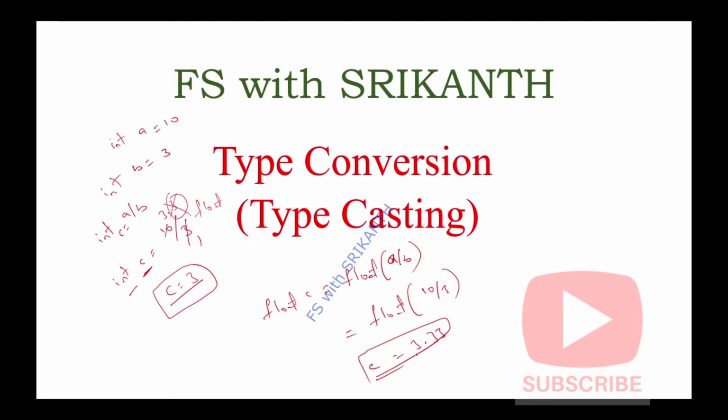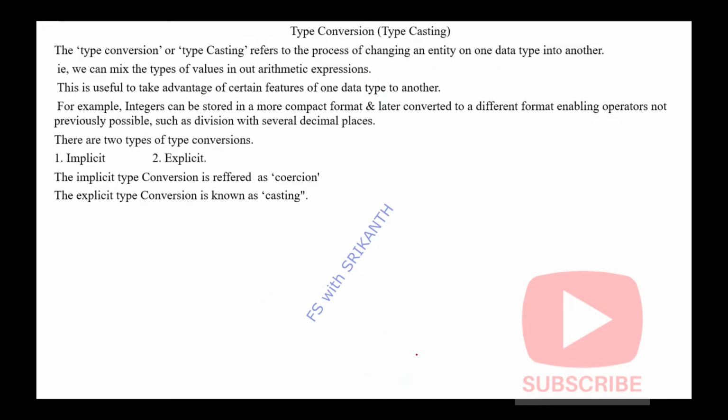What is a type conversion? One data type being converted to another is nothing but type conversion. Observe this definition: type conversion is the process of changing the entity of one data type to another. So when we are doing mathematical operations, in that situation data may be lost.